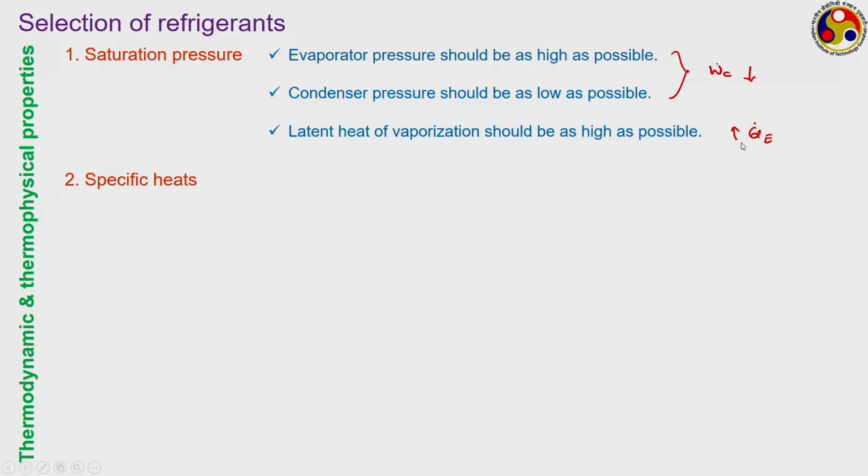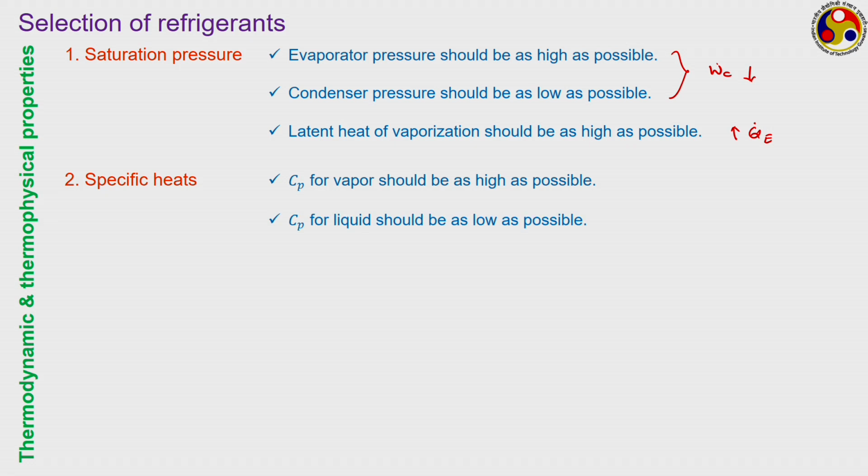For specific heat, the specific heat for the vapor should be as high as possible, so that we do not have to go for too much of superheating, whereas specific heat for liquid should be as low as possible, because in the condenser when we go for subcooling, then we can go for a significant temperature change for this liquid, and so temperature change during throttling becomes smaller. Ratio of specific heat should be low, because lower the ratio of the specific heat, the less will be the compressor work requirement. So, this is also a very interesting point to remember.